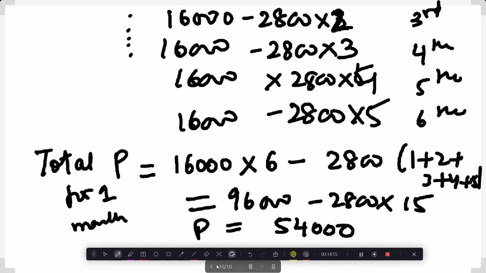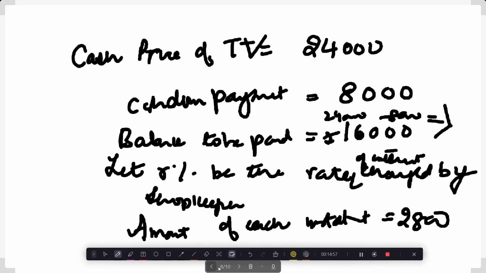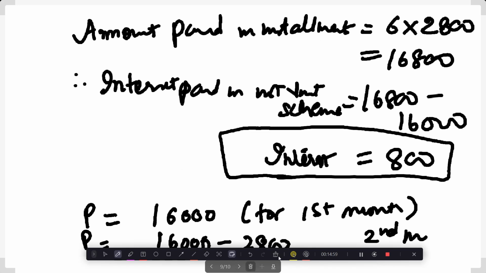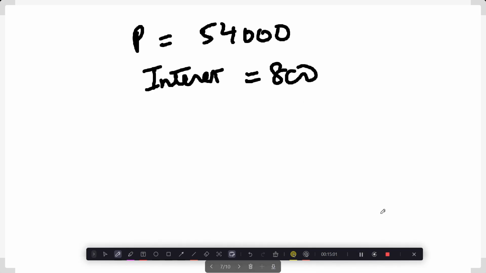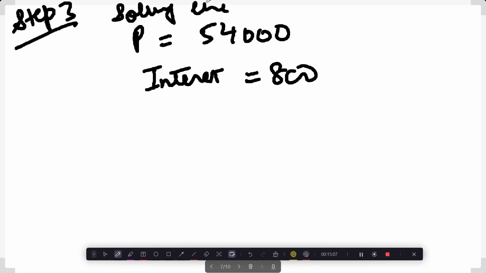तो अभी आपका principal आ गया है, आपका ये आ गया है, right? So now what is your step 3, right? So step 3 में solving the problem, you have to write like this: solving the problem.